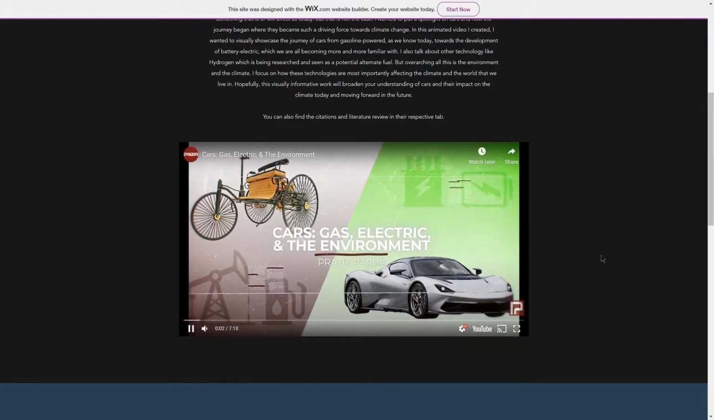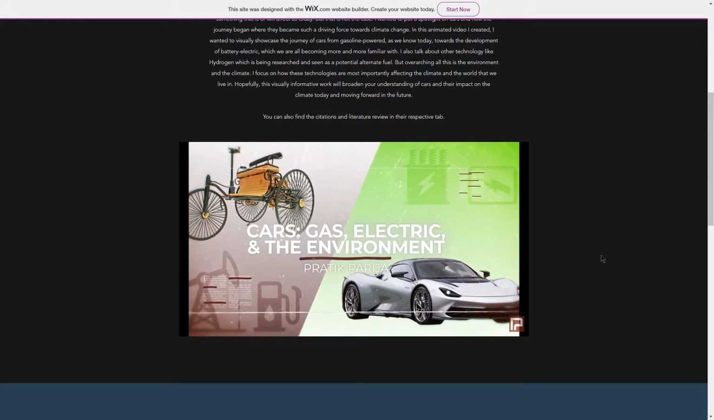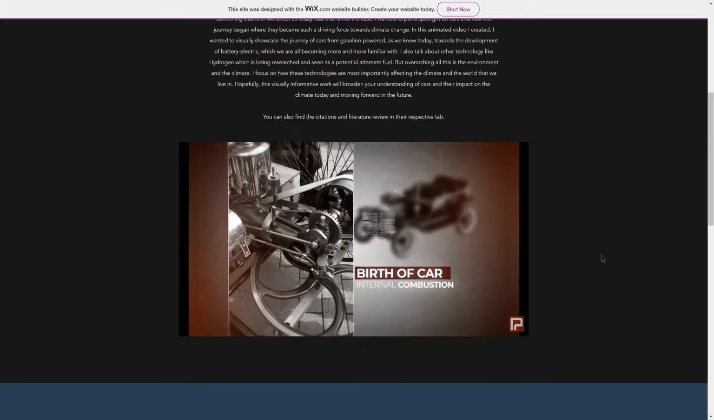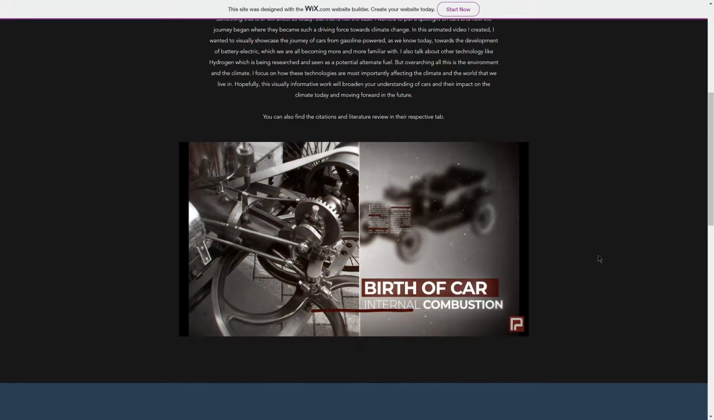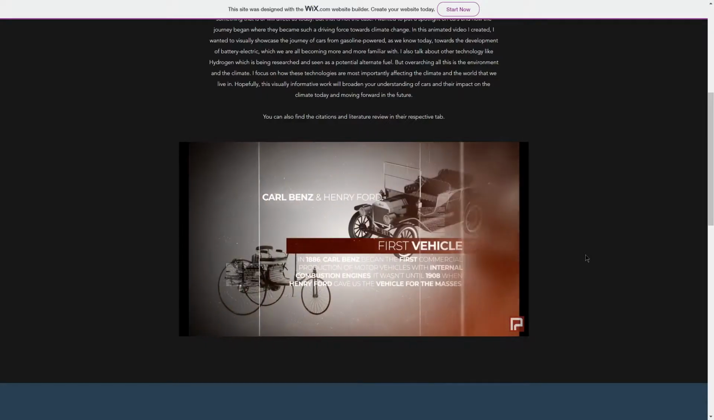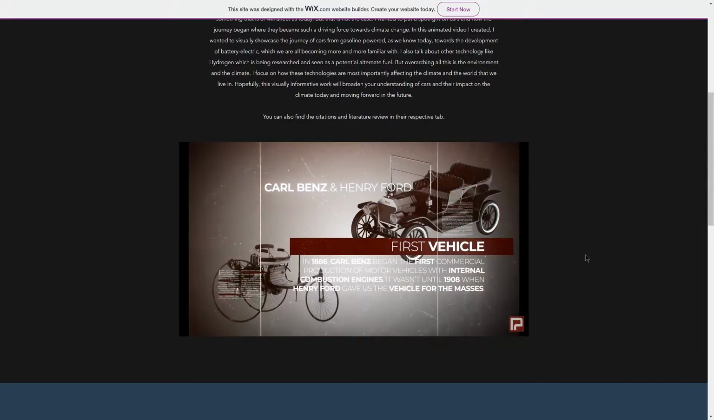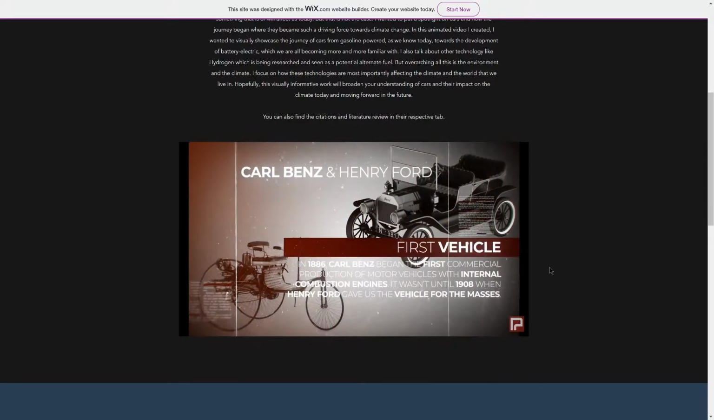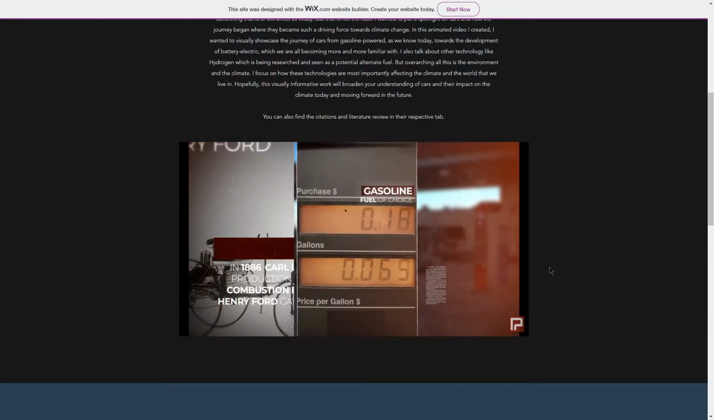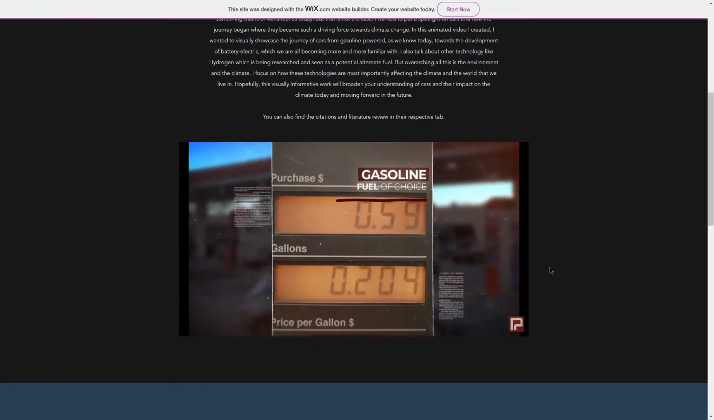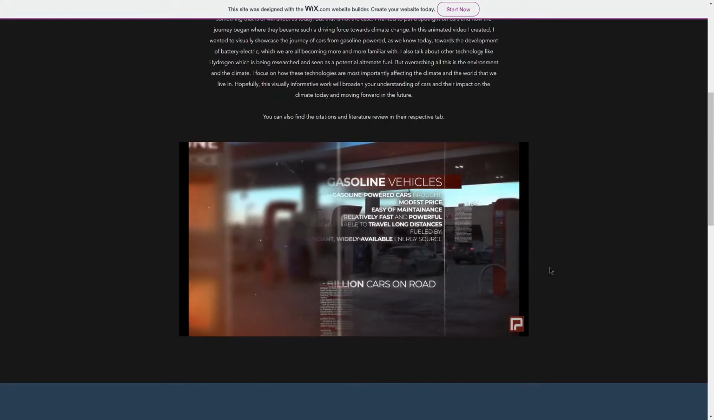So basically, I'm showing the first car ever created here. I started off talking about the birth of the car, how it started out, what happened, when it started. Then talking about gasoline, which is the main fuel for cars.